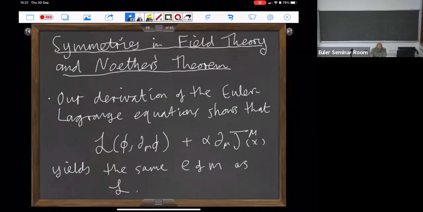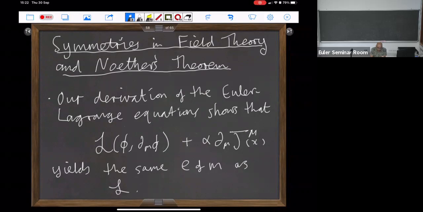So when we derived the Euler-Lagrange equations, we dropped this total divergence term. And the point about that is simply that if you shift a Lagrangian by a total divergence and assume suitable behavior of the fields as you go far away from the interaction region that you're trying to describe, you'll get the same equations of motion.